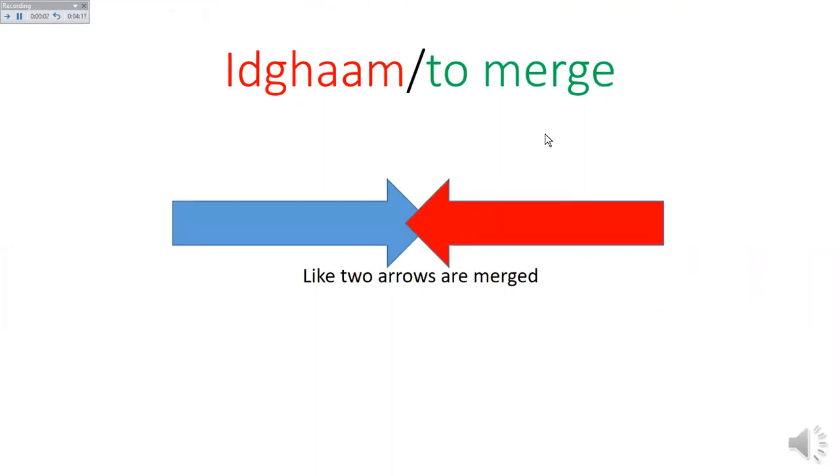The next is Idgham. Idgham means to merge. Over here is an example like the previous one we did. It is the example that two arrows have merged together. This is an example of merge. They have merged together, and Idgham is also to merge.